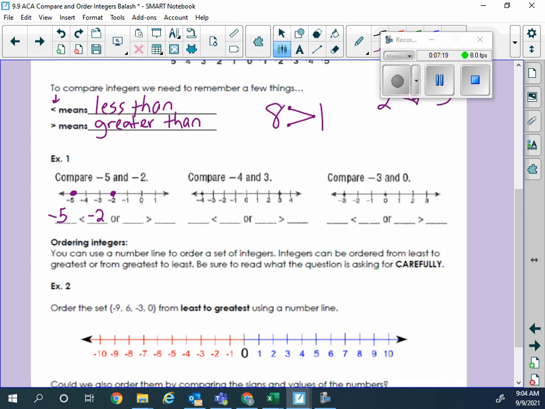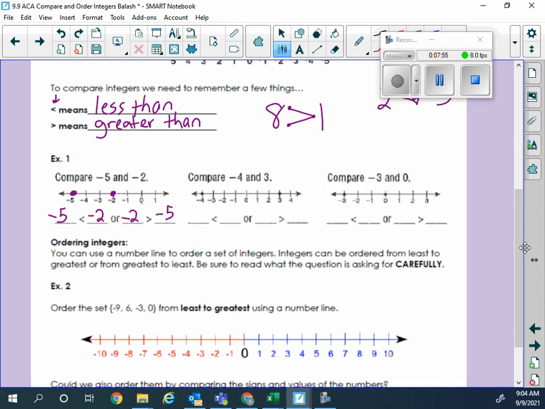Or we could say, what is greater than what? Which one's greater? -2. -2 is greater than -5, because -2, the greater one, is further to the right. Are either of these more correct than the other? No, they're the same thing. It's like if I say Ms. Balish is older than Ms. Guerrero, Ms. Guerrero is younger than Ms. Balish. Are both of those statements true? Yes. Not that one is more true than the other.